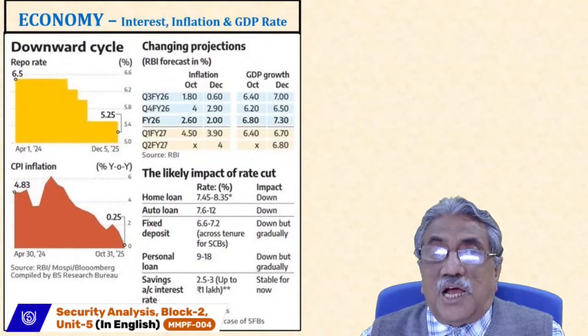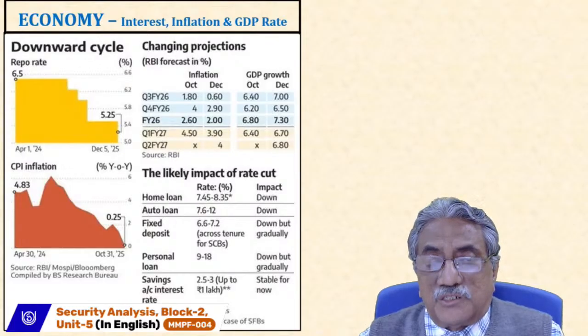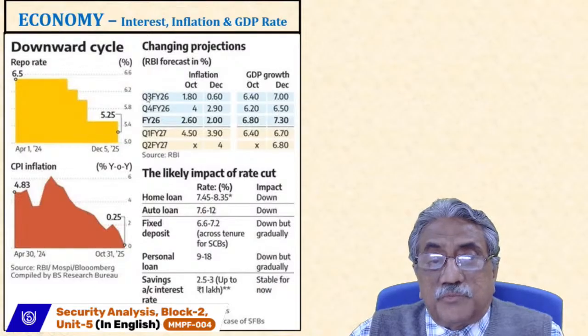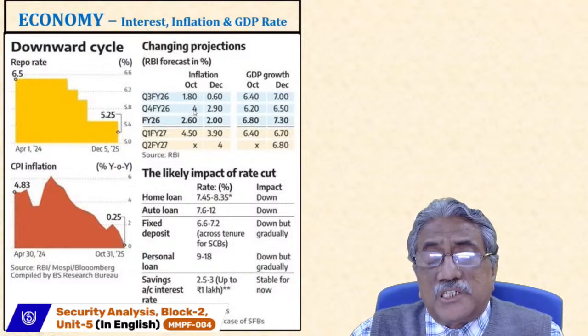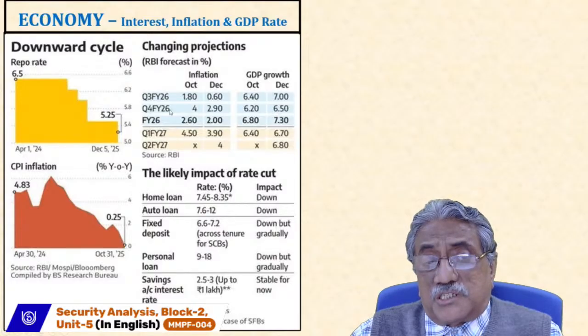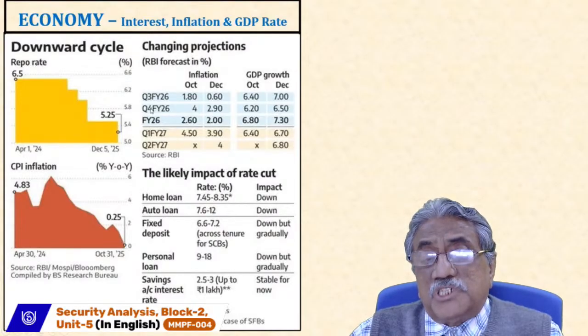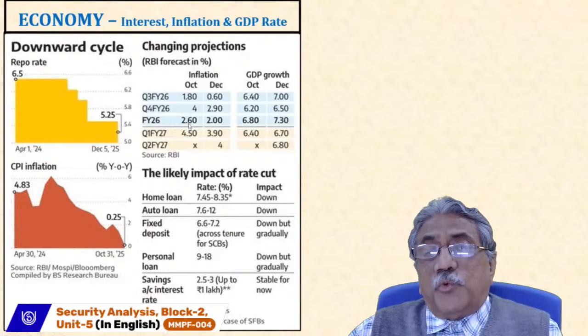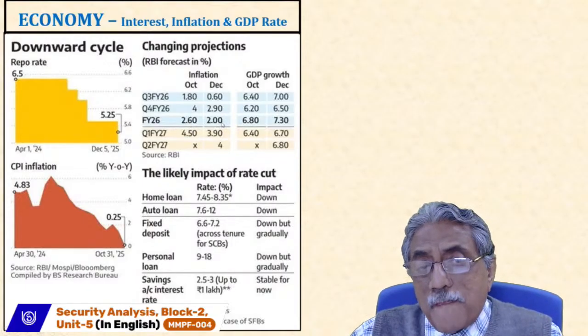Now, changing projection, RBI forecast on inflation. If you see it here, RBI projection is farther down in December, Quarter 4, FY26. FY26 means March 26. Quarter 4 means January to March. This is October to December. So again, FY26 overall goes from 2.6 to 2%.